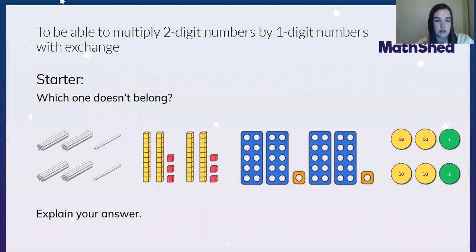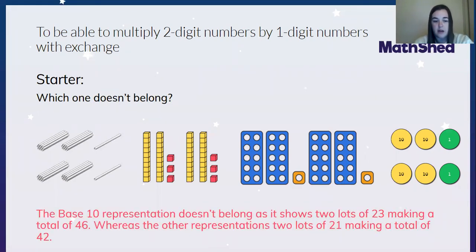If we have a quick look at the starter, we've got 4 different pictorial representations of some numbers. Have a quick look. Which one doesn't belong? The straws, we've got bunches of 2 10s and 1 1. The Deans, we've got 2 10s and 3 1s. The Numicon, we've got 2 10s and 1 1. And the counters, we've got 2 10s and 1 1. So the odd one out is the base 10 or the Deans, because that represents 2 lots of 23, whereas the others represent 2 lots of 21.